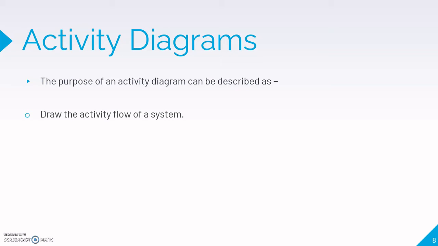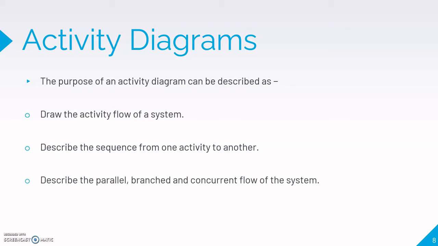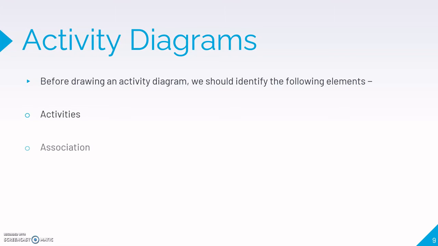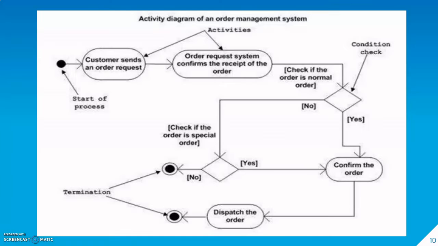Here it puts forward three purposes, that is, draw the activity flow of a system, describe the sequence from one activity to another, and describe the parallel, branched and concurrent flow of the system. Now we'll move on to the elements of the activity diagrams. Before drawing an activity diagram, we should identify the following elements which I have already stated, that is activities, association, conditions and constraints. Now let's move on to an example activity diagram.